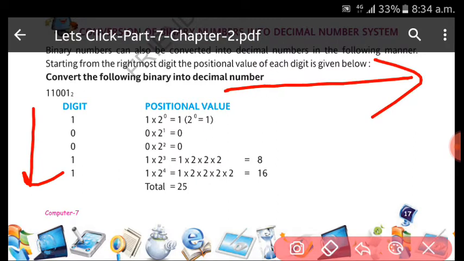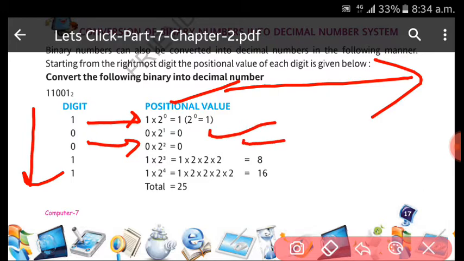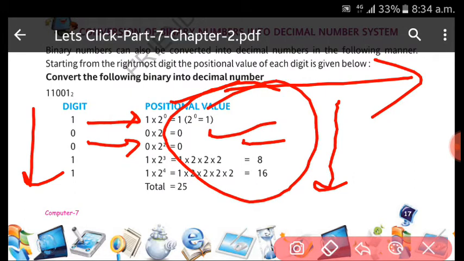Then what do we have to do? Each digit will be multiplied by the increasing power of 2: 2 raised to power 0, 2 raised to power 1, 2 raised to power 2, and so on. And finally, whatever results come, we have to add them. And finally, what will we get? The result, and that will be the decimal number. Okay, I hope this is clear.